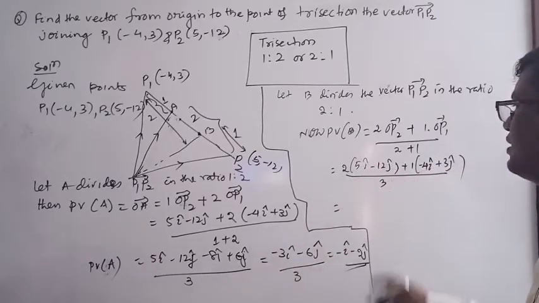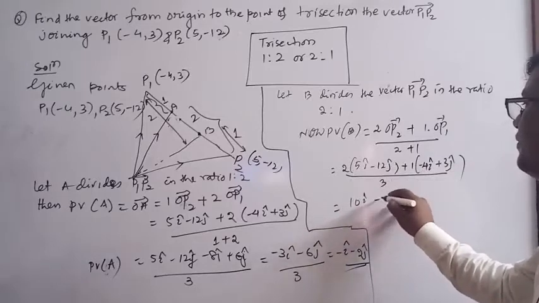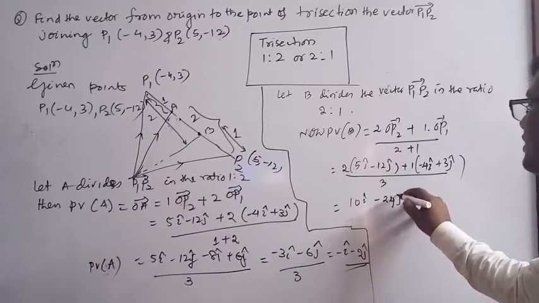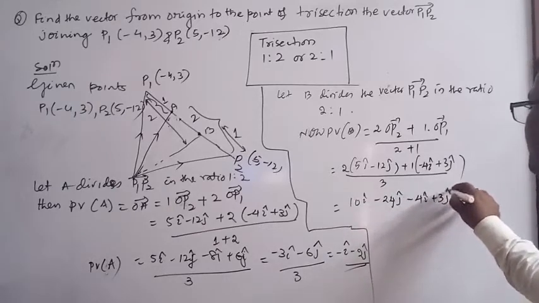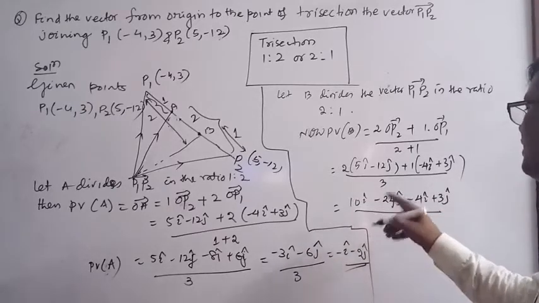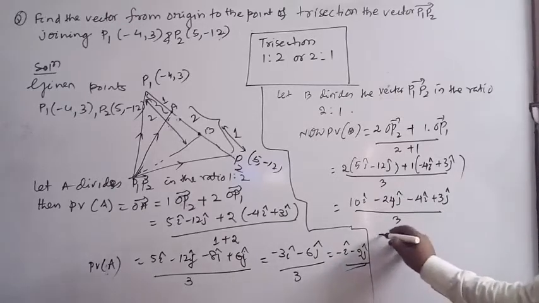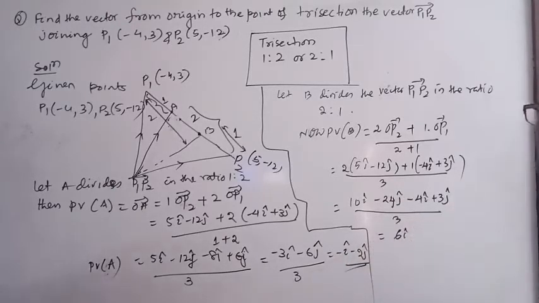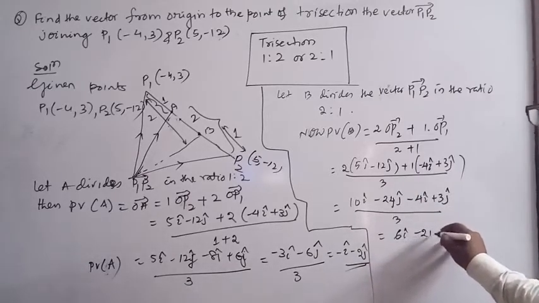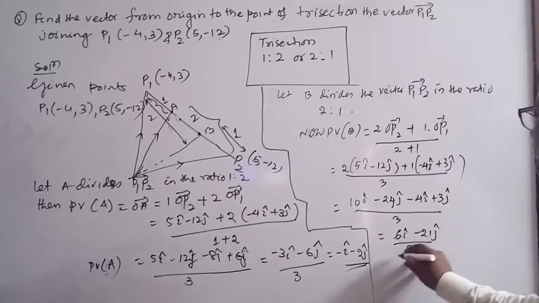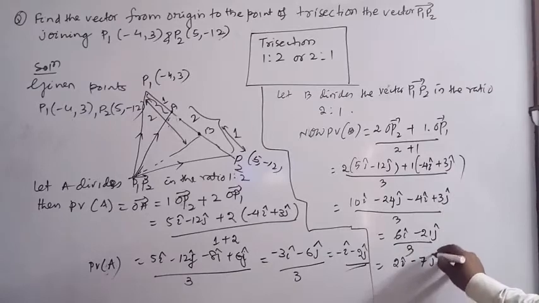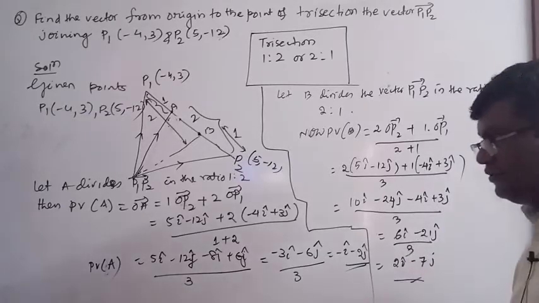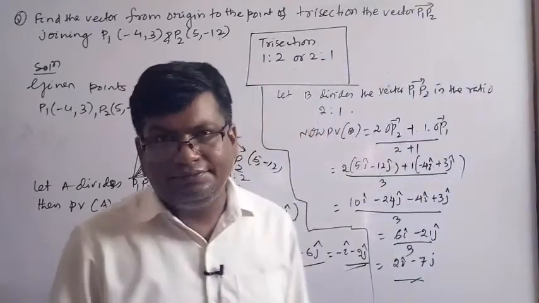So this is equal to 10i minus 24j plus 4i plus 3j, by 3. 10 minus 4 is 6i, and minus 21j by 3. So this is equal to 2i minus 7j. This is the answer. Now another question.